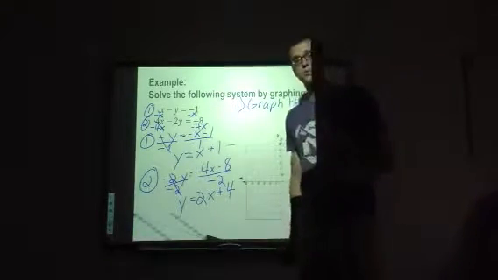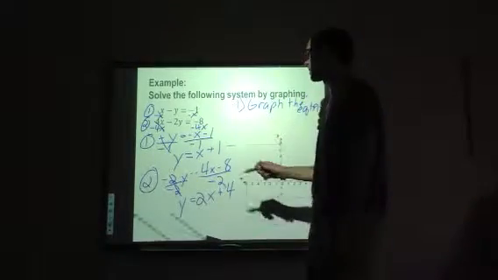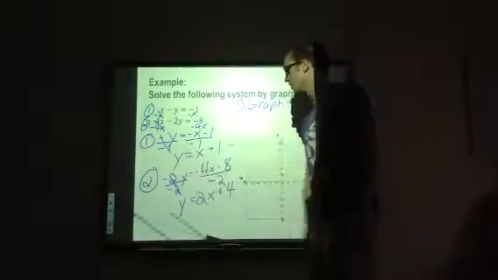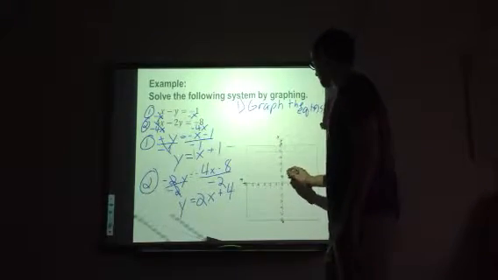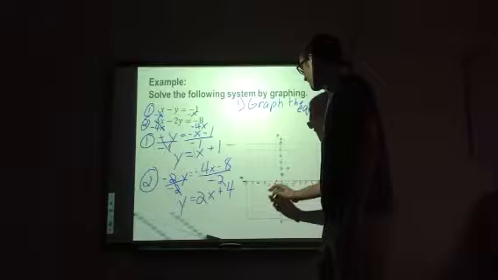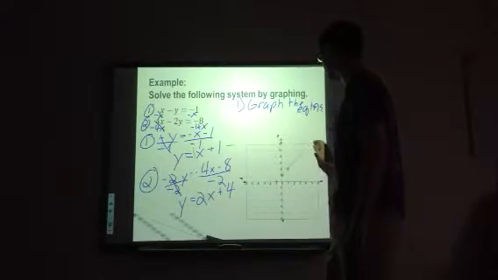And ask yourself what the slope is. How much does it go up for every one that it goes over? Slope is rise over run. So our slope here is going to be 1. So we're going to go up 1 to the right 1, or down 1 to the left 1. And go ahead and draw in your line.